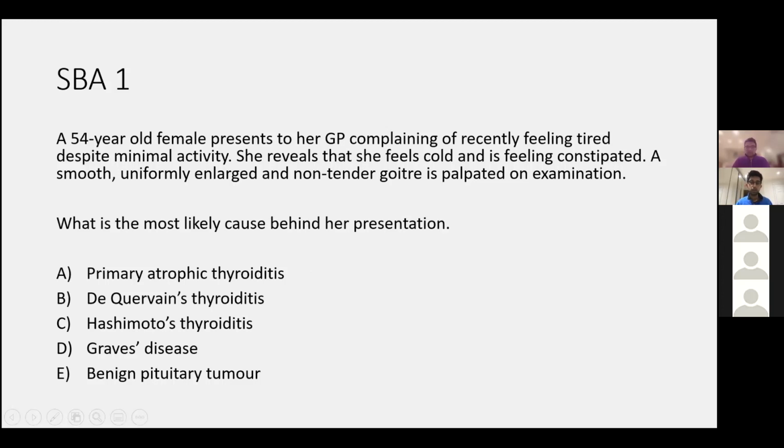presents to the GP feeling tired despite very minimal activity. She's feeling quite cold as well and constipated. And on her neck, you notice a smooth, uniformly enlarged and non-tender goiter. So just give people a few moments to think about which of these they think is most likely the reason for her presentation.